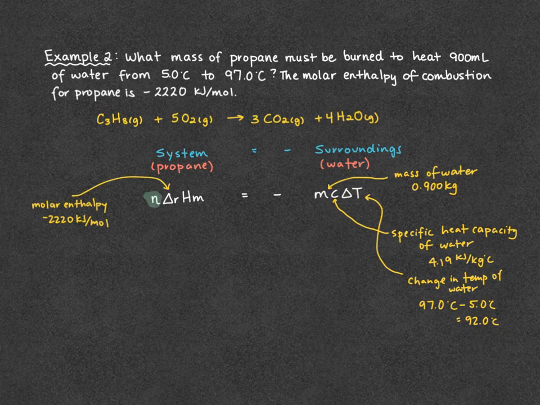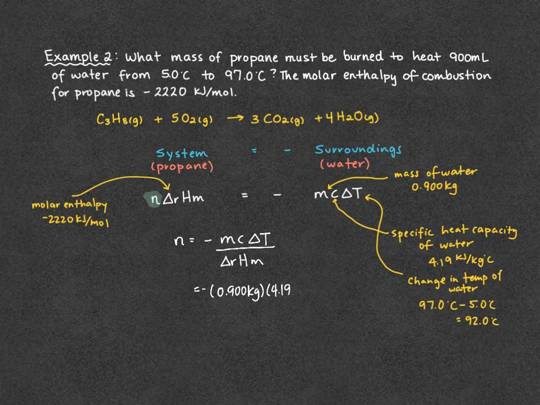So now we're going to rearrange our equation by dividing both sides by the molar enthalpy to solve for moles. So moles is going to equal negative mc delta T over our molar enthalpy. So that's going to equal negative 0.9 kilograms times 4.19 kilojoules per kilogram degrees Celsius times 92 degrees Celsius, all over negative 2,220 kilojoules per mole.